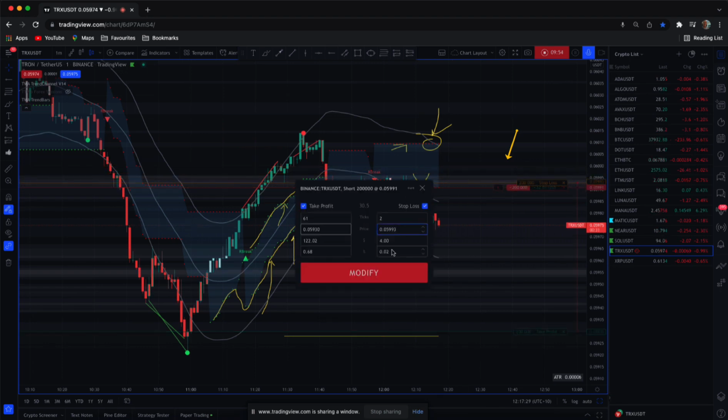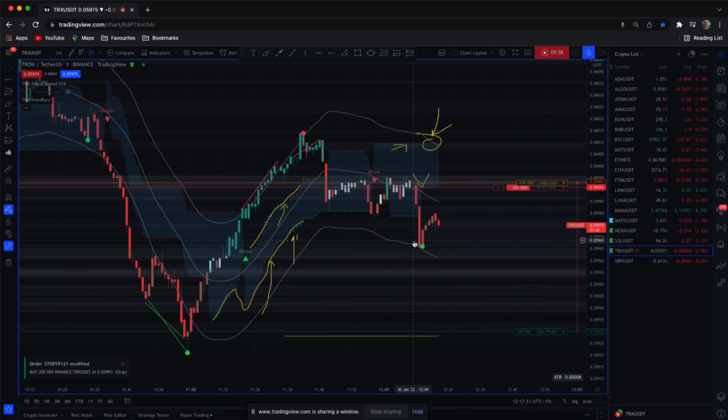There's my inner level, and there's a loss of $4 if that gets hit. So you can see this inner level here has started forming through here. Right? So if this continues, this row of dots is going to follow, and then we just simply pull our stop loss down behind it.